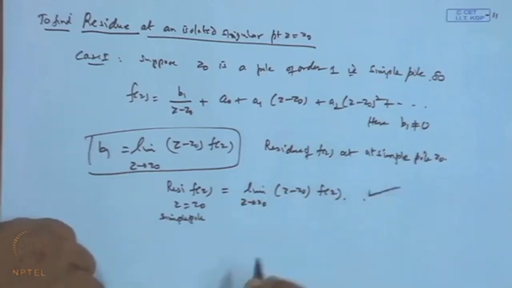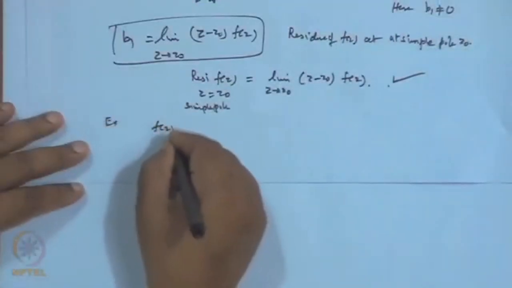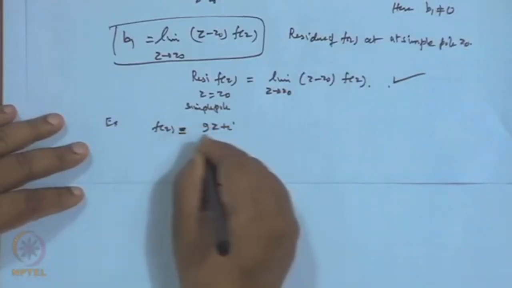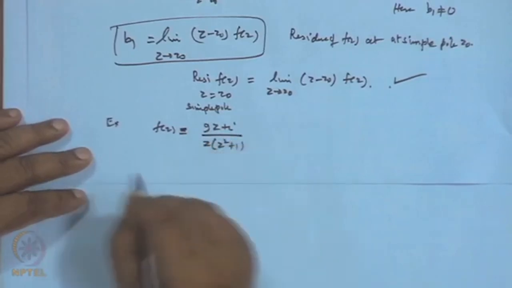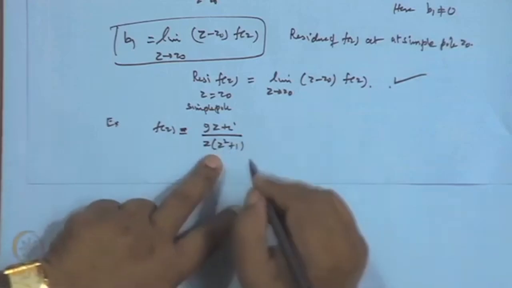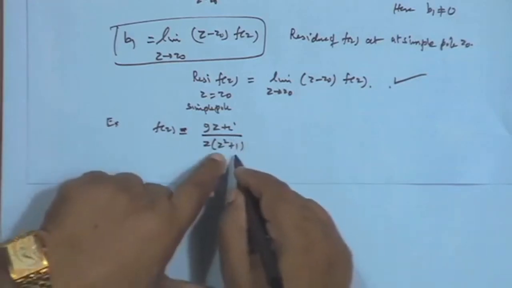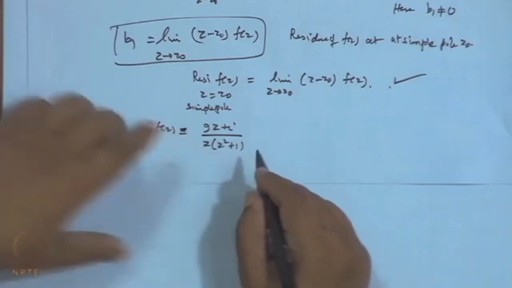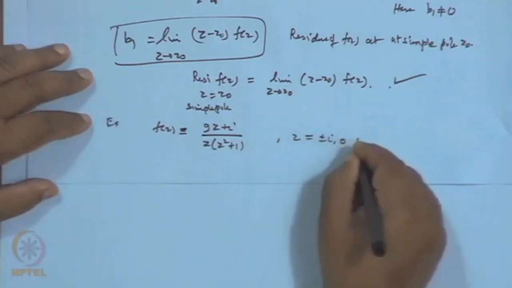Now, for example, let us take the function f z equal to 9 z plus i over z times z square plus 1. Now, what are the singular points? Here, if I look, z equal to plus minus i will be singular points, and z equal to 0 will also be a singular point. So, z equal to plus minus i and 0, these are the singular points.